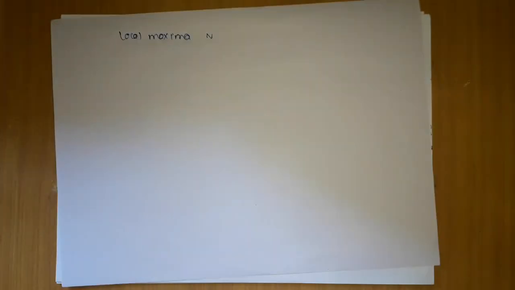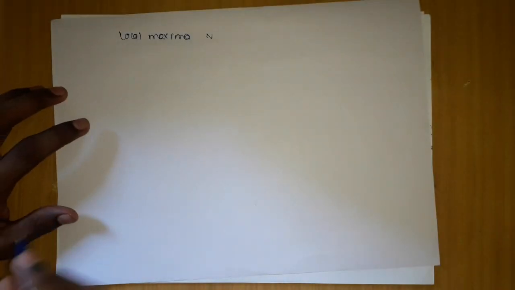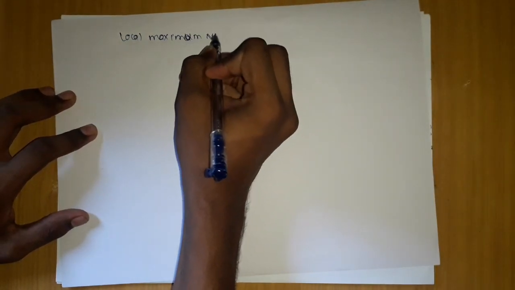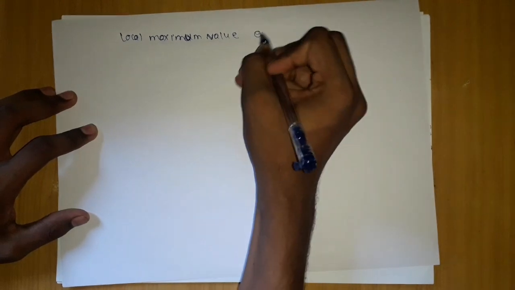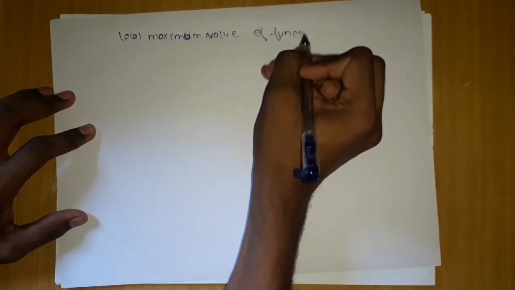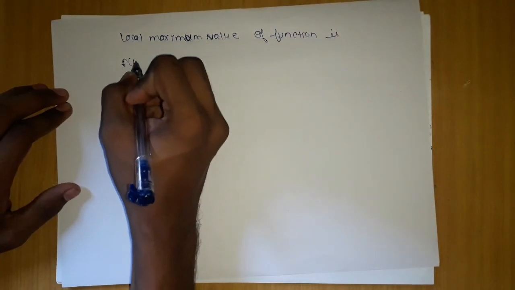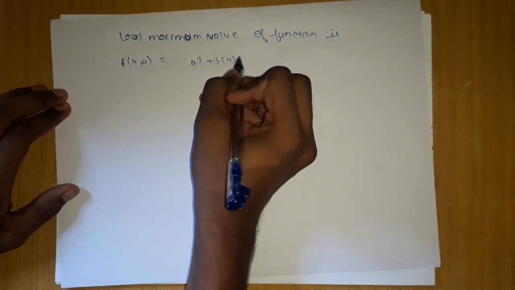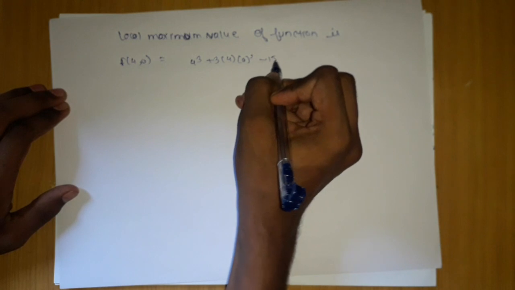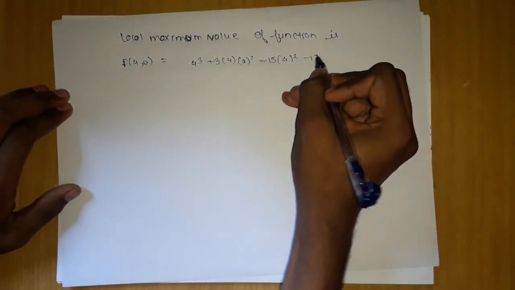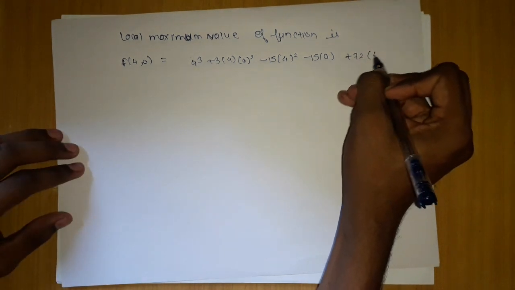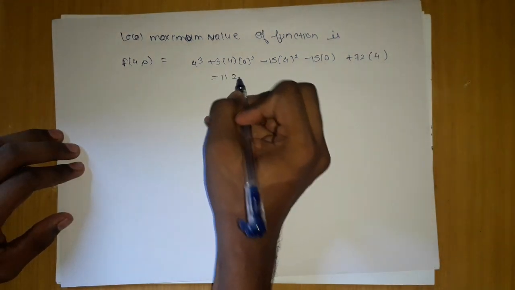value. For local maximum you can say maximum value, local maximum value of function is, what we can get, the local maximum value, f of (4, 0) we will substitute. What we are going to get, 4 cube plus 3 into 4 into 0 square minus 15 into 4 square minus 15 into 0 square. We have to substitute in the first equation. Plus 72 into 4, we are going to get 112, which is the maximum value.